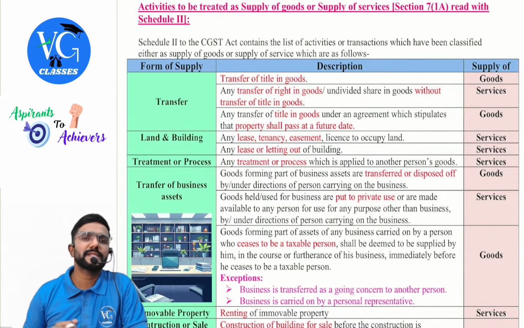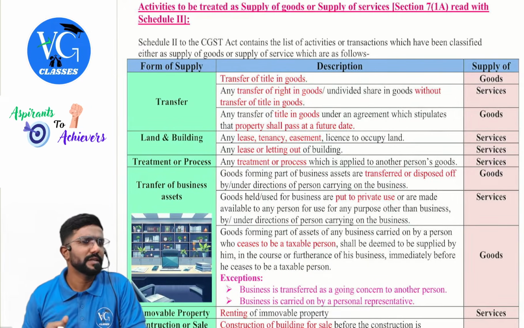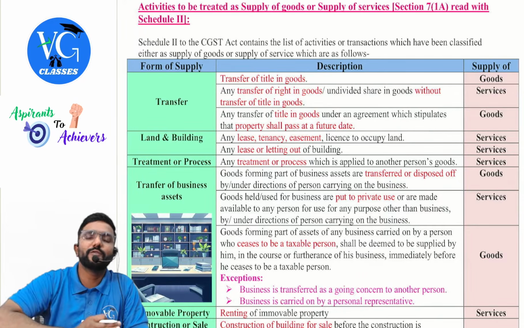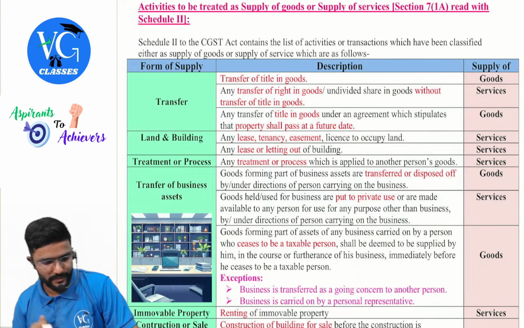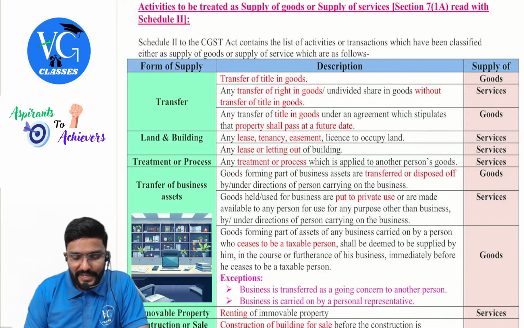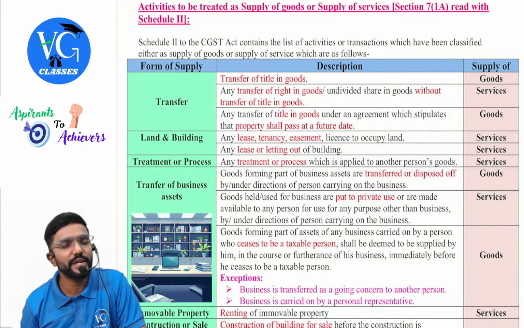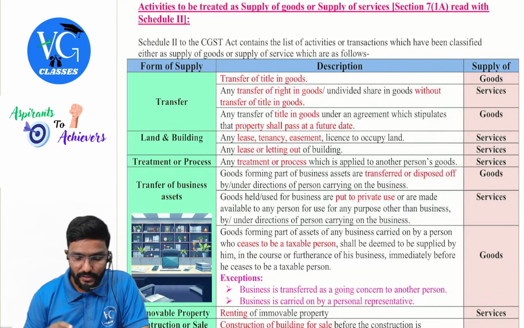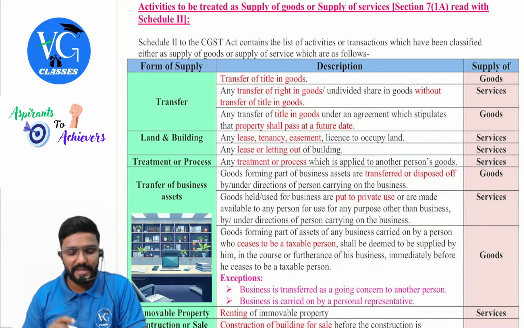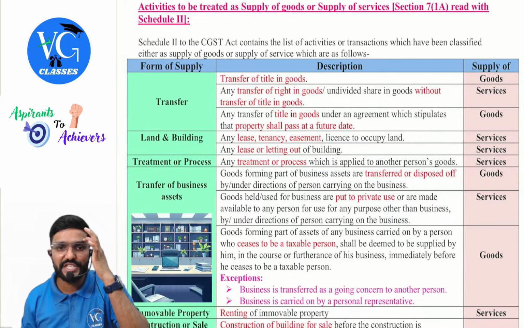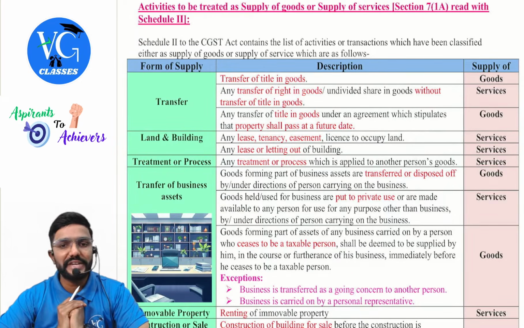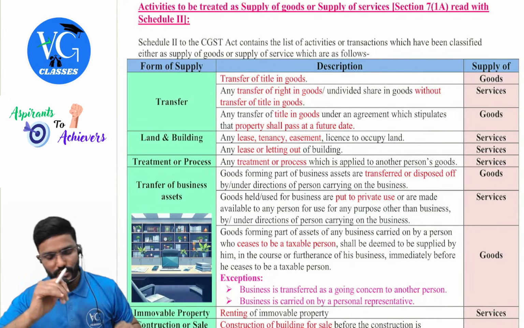Sir, we have decided whether an activity is a supply or not. Now we have to decide whether it is a supply of goods or supply of services. Activities to be treated as supply of goods or supply of services: Section 7.1a, read with schedule 2. Negative list is given in 3. Schedule 2 to the CGST Act contains the list of activities or transactions which have been classified either as supply of goods or supply of service, which are as follows.